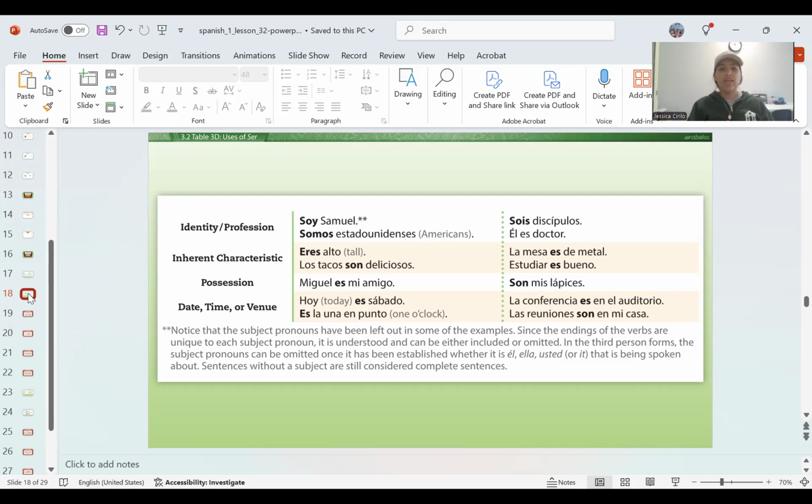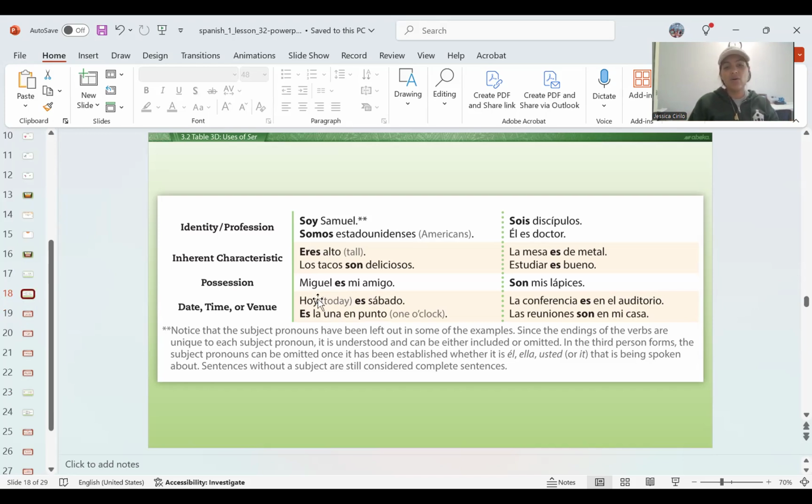Estudiar es bueno, okay? To also talk about possession, okay? Miguel es mi amigo, okay? Miguel is he, so that's why you see the es there. That's the conjugation for él. Miguel es mi amigo. Miguel is my friend. Son mis lápices. So they're talking about pencils. So pencils are they. Okay, so they is son. Son mis lápices. O ellos, in this case, ellos.